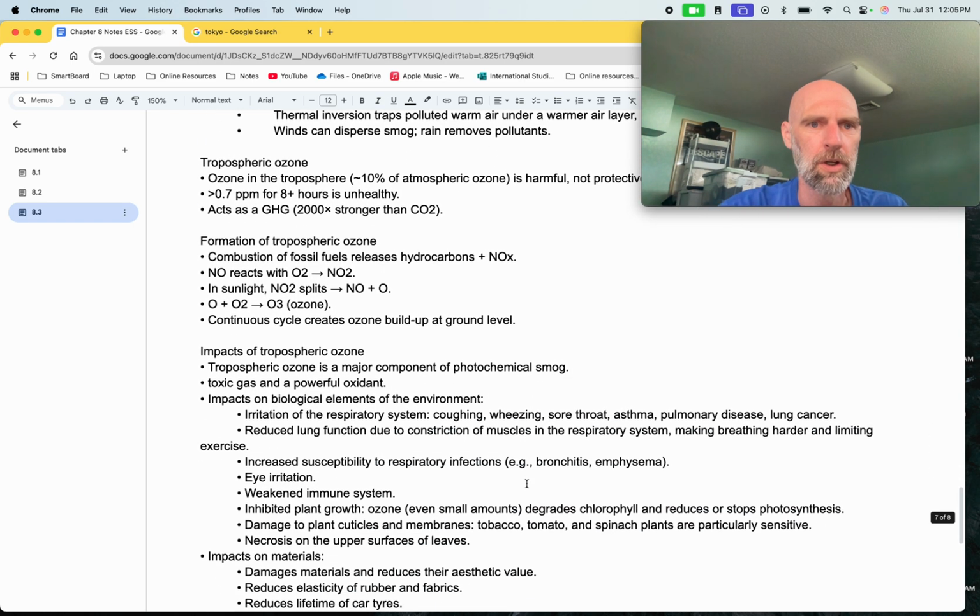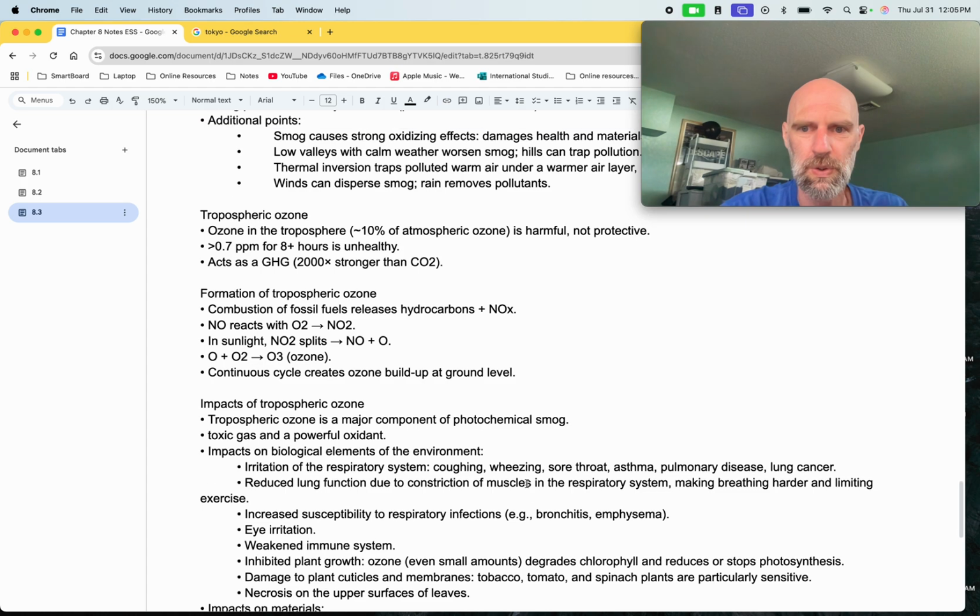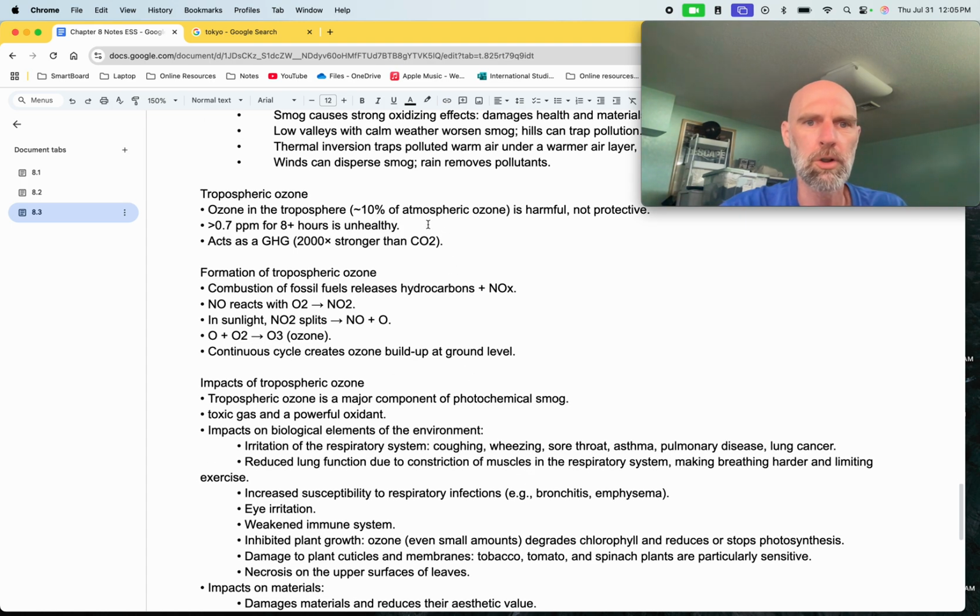All right. Tropospheric ozone. Let's take a look at this. Ozone in the troposphere, less than 10% of the atmospheric ozone, is harmful, not protective. So greater than 0.7 parts per million for 8+ hours is unhealthy. It acts as a greenhouse gas, 2,000 times stronger than carbon dioxide. Oh, yeah.